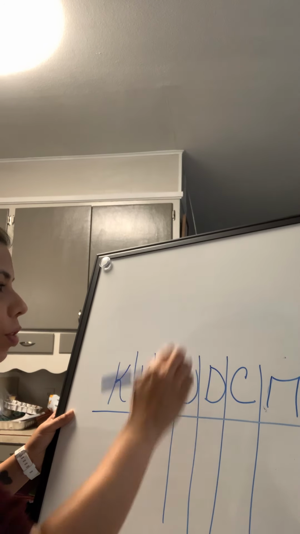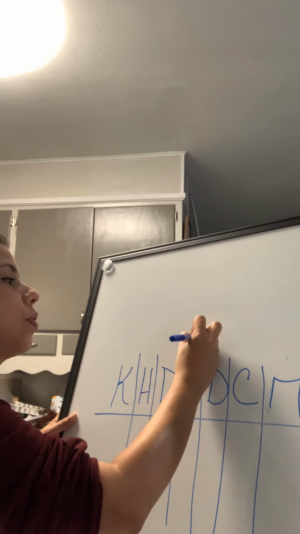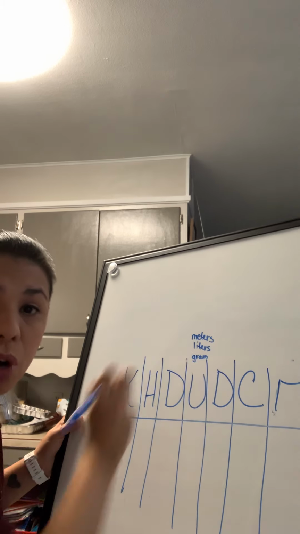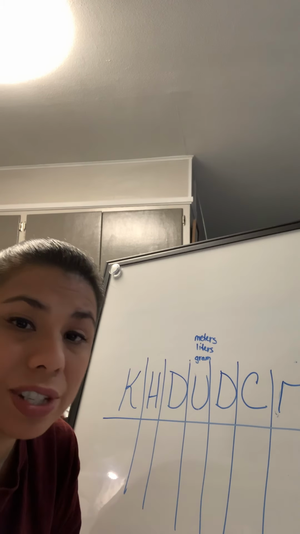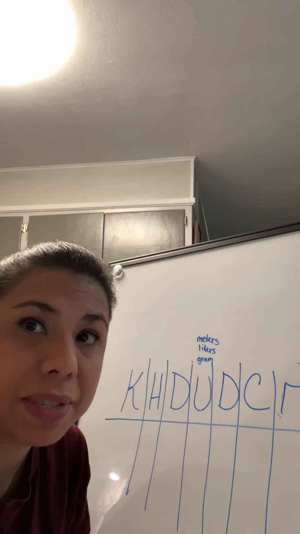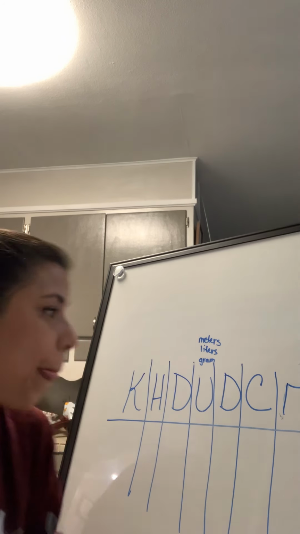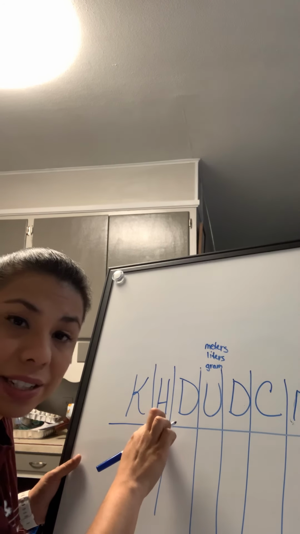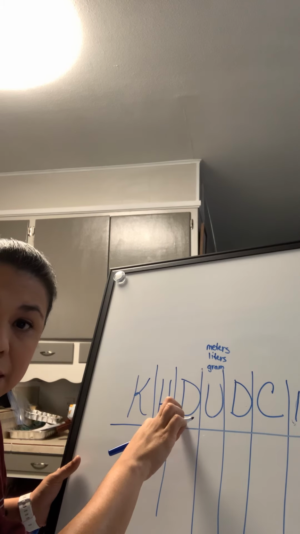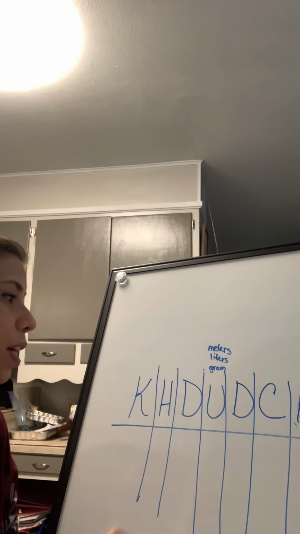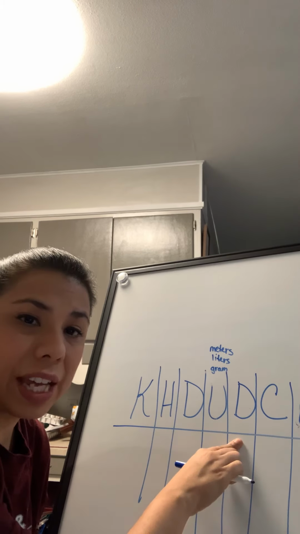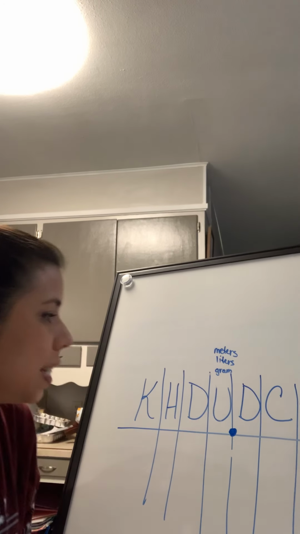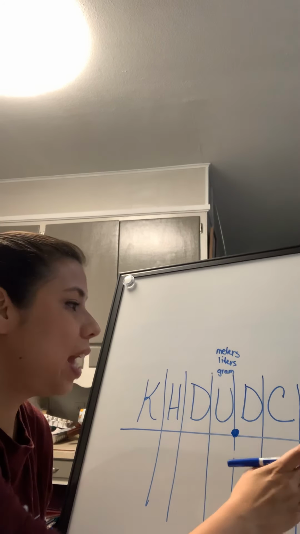Your units are going to be either meters, liters, or grams, depending on what the problem is asking you, depending on what you're measuring. Meters is length, liters is capacity, grams is weight or mass. So, K means kilo. H, hecto. D, deca. Your U is your unit of measurement. D on the other side, and this is where your decimal point would be, and I always like to put it there to remind us. D is deci, C is centi, and M is milli.